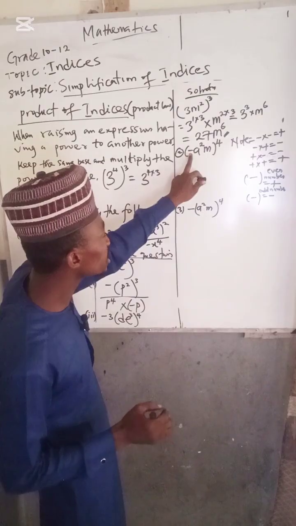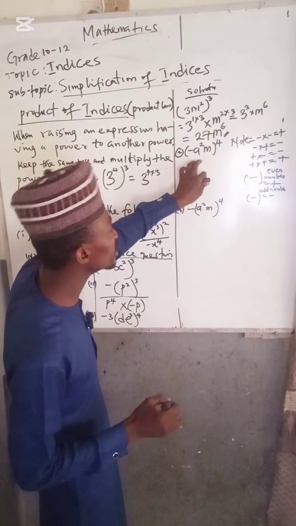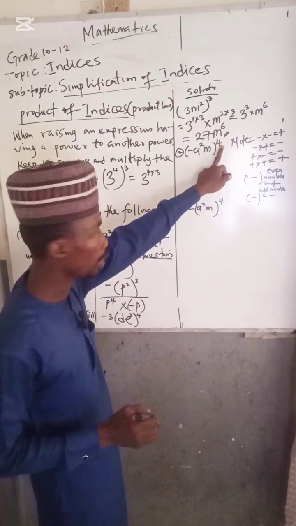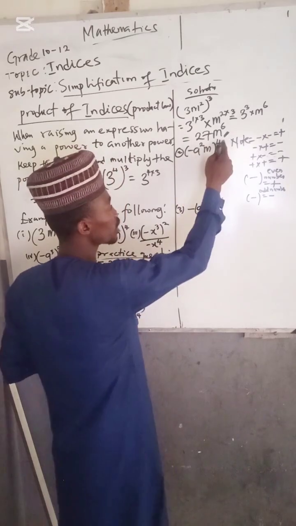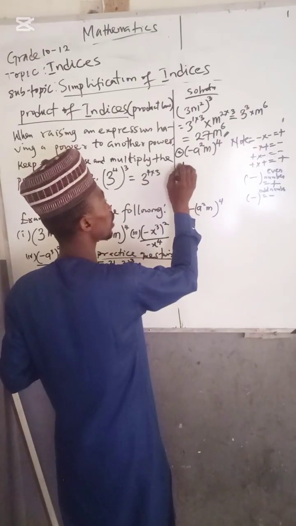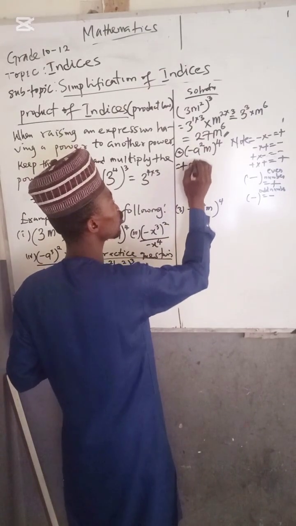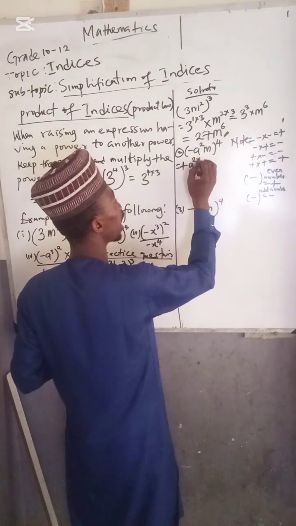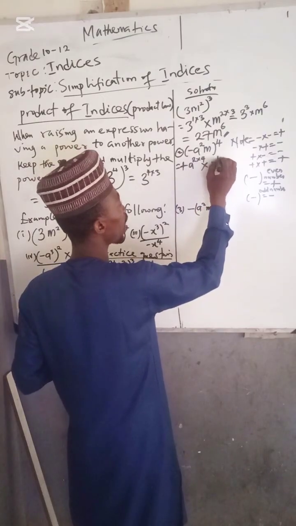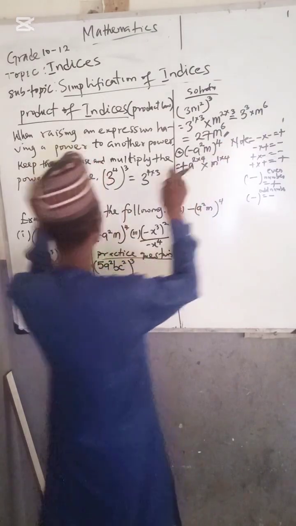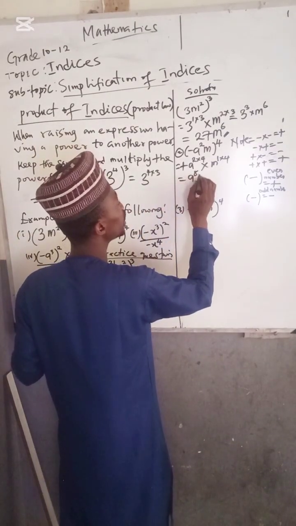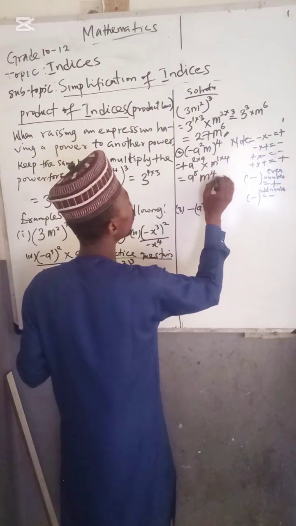Now, this minus is inside the bracket, a is inside, everything inside this bracket is affected by the power of 4. So this is minus raised to the power of 4. 4 is an even number, so it turns to plus. A squared, that is a raised to the power of 2 times the power, 4. Then how many m do you have here? 1. So we have m raised to the power 1 times the outside, 4, using this particular law. Therefore, we have a raised to the power of 8, then m raised to the power of 4.